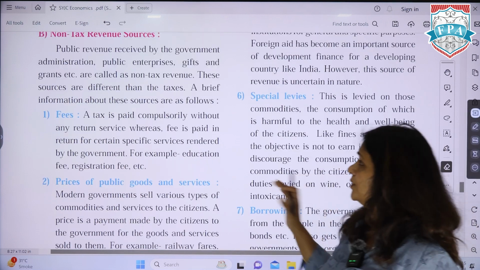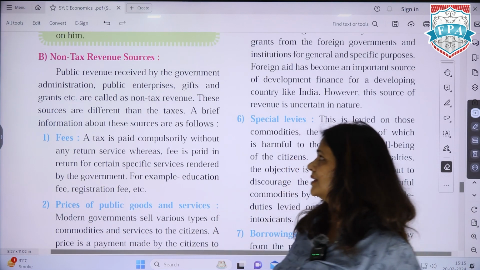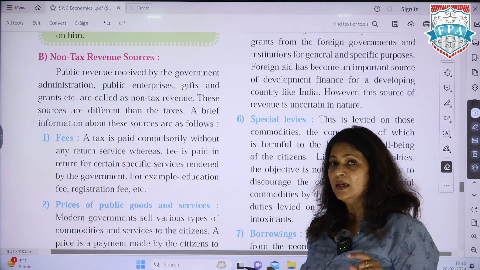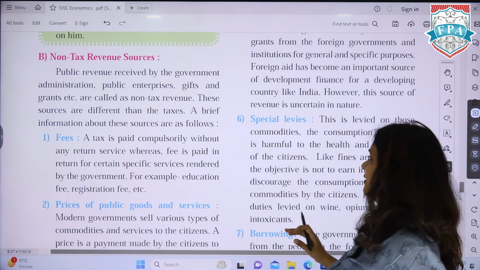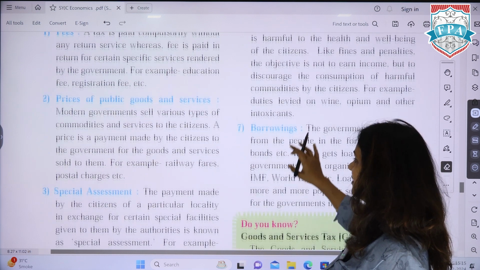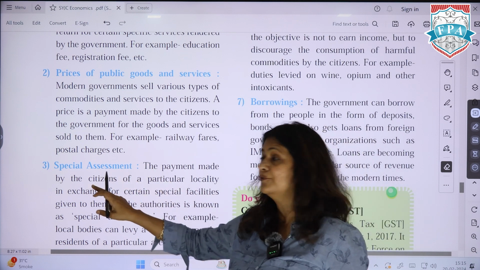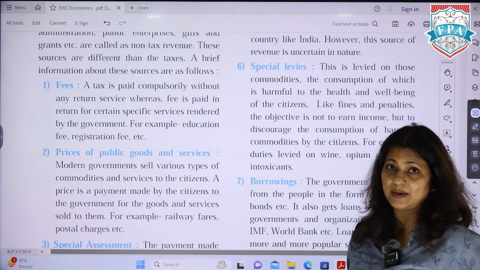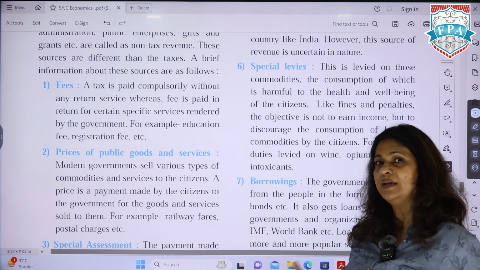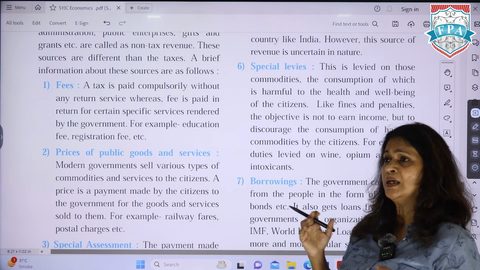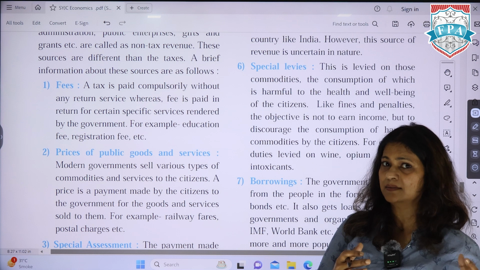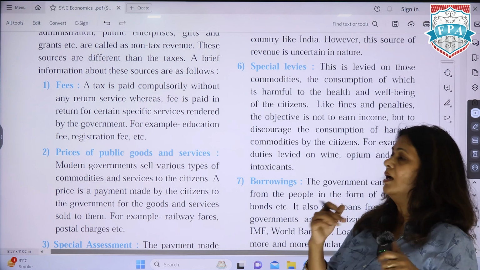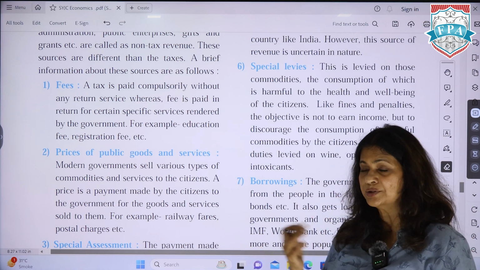Now comes up to non-tax revenue sources, guys. Ye exam point of view se kyun important hai? There was a question in the examination where they have asked the difference between special assessment and special levy. Right? Repetitively, this has come up. So, all of us now understand tax, direct and indirect tax. What are the non-tax sources of revenue?